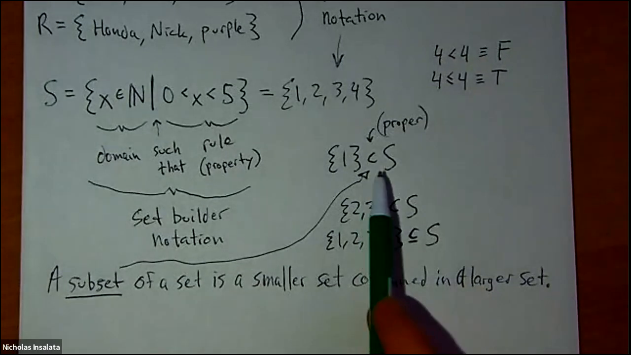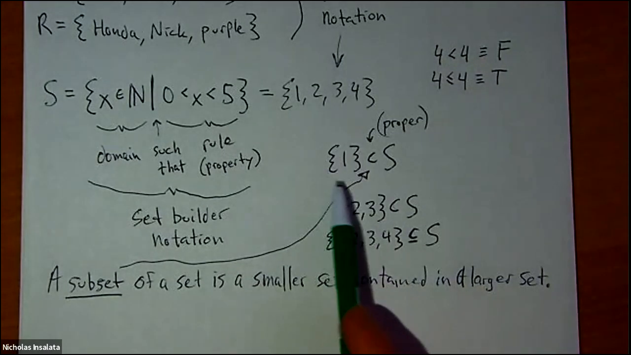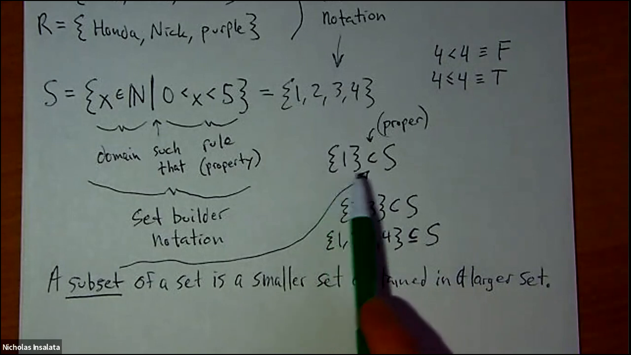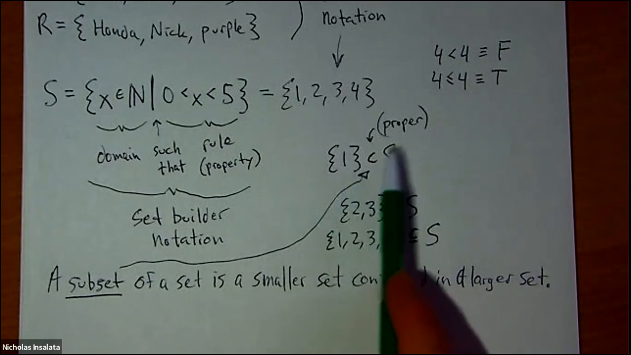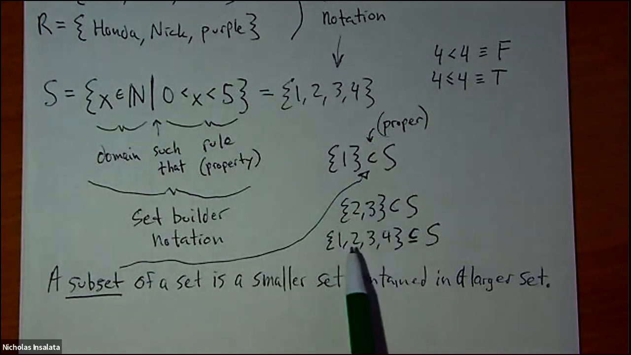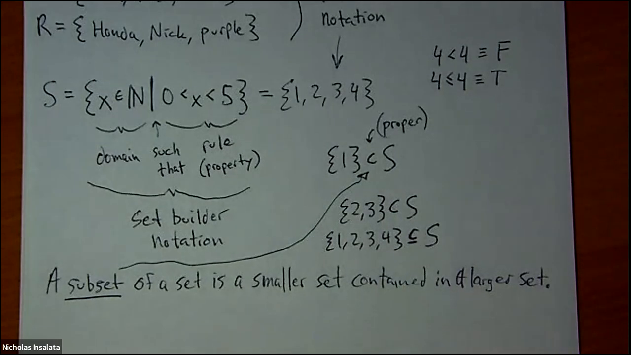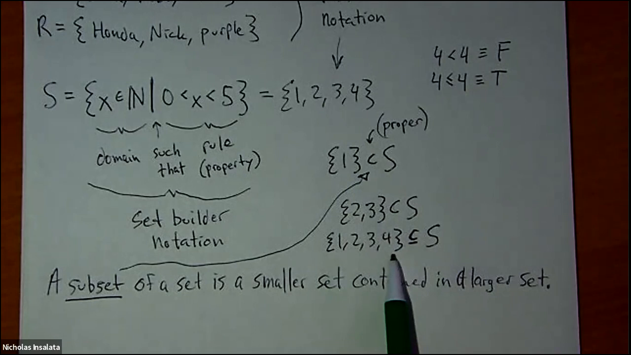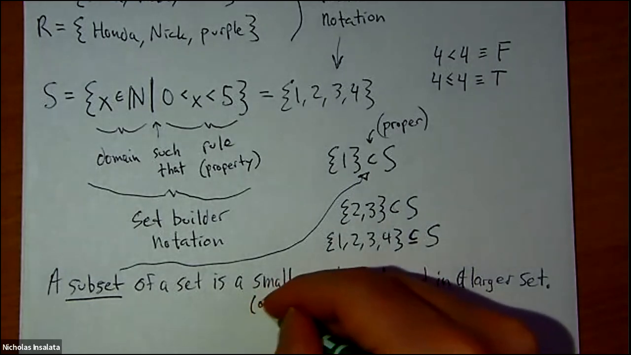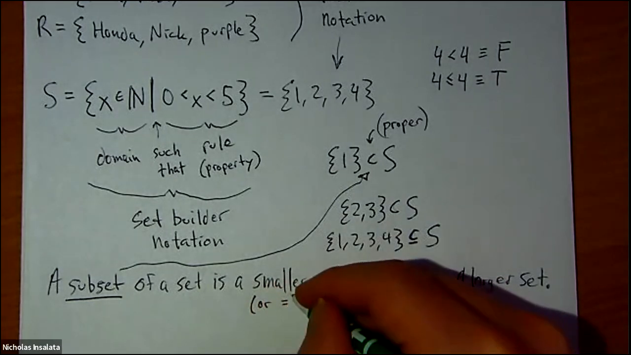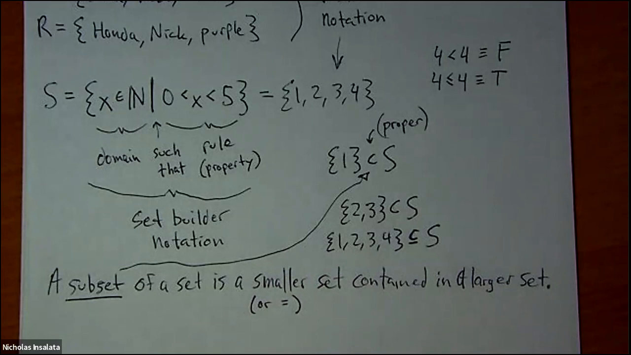It's the same thing with subsets, right? If I have some smaller collection that's in the bigger one, that's a proper subset. But if I have the exact same collection, well, that's not a proper subset anymore. It's just a regular old subset, right? So a regular old subset could have all of the items in the original set. So I guess a subset is a smaller or equal set contained in a larger set.